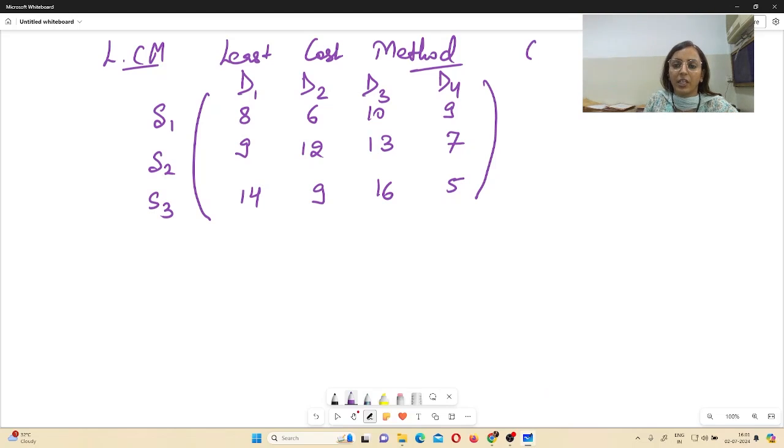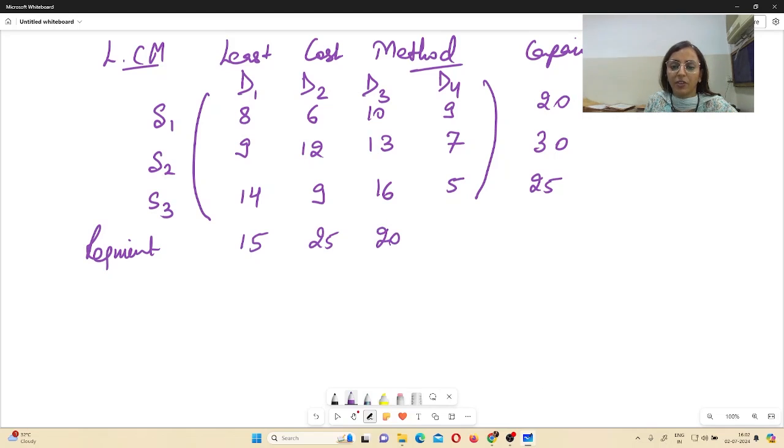Further, you are given the capacity. The supply capacity of the suppliers is 20, 30 and 25. And we have the requirement, or the demand: it is 15 for D1, then 25, then 20, and last 50.